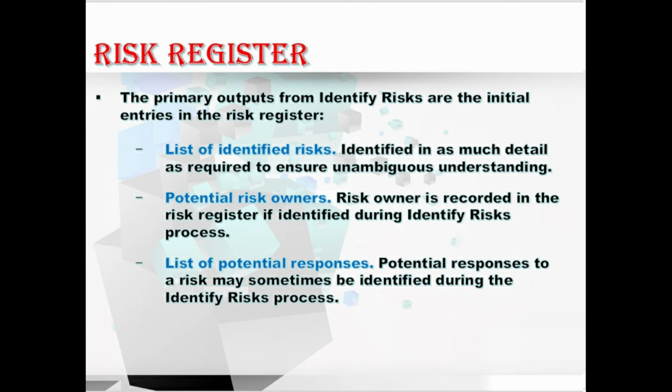Second, potential risk owners. In this, the risk owner is recorded in the risk register if identified during the identify risk process. Coming to the last, list of potential responses. In this, potential responses to a risk may sometimes be identified during the identify risk process. Hope you understood about this output, the risk register and its components. Let's move to the next output.